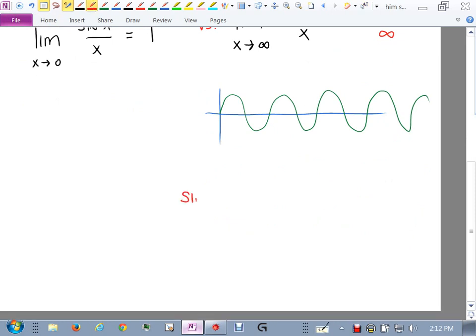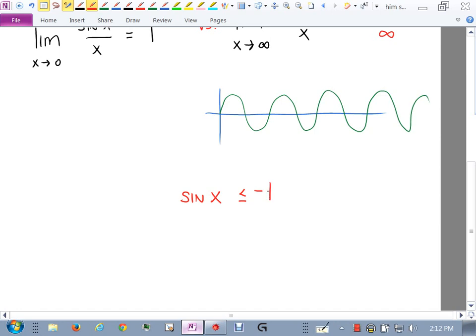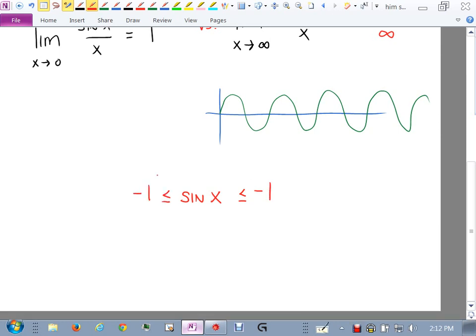Does everybody in this class agree that no matter what, sine is always bounded between -1 and +1? Yes? No matter what value of x I plug into sine, it's always got to be between -1 and 1. Now, if I divide all the terms of this inequality string by x, then sine x over x should be stuck between -1 over x and 1 over x. Do you believe that? That's true?